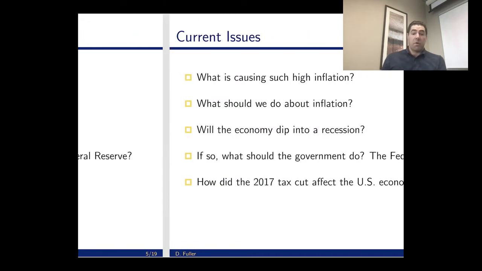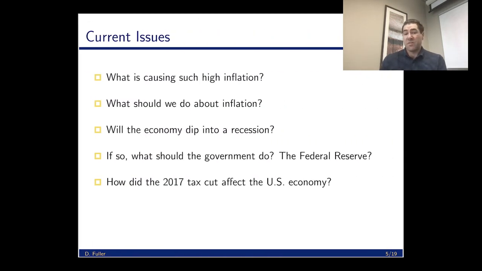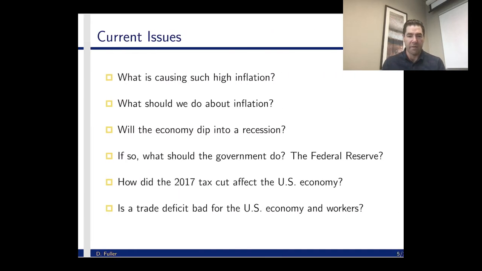So that's what we'll talk about. What should the government do if we do go into a recession? You have policies, tax cuts. How do those things affect the U.S. economy? Right. So these are just some big questions, motivation, things you've seen in the news over the past several years that hopefully you find interesting and engaging in what we're going to try to tackle in this class.